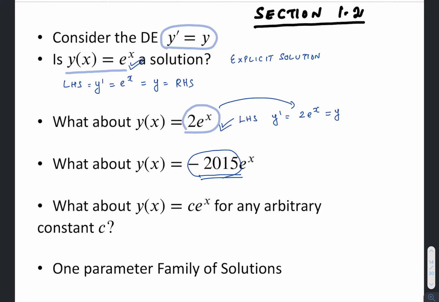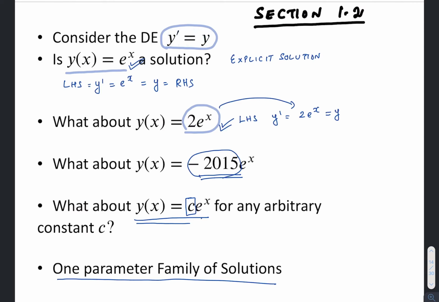So in general, we can say that the function y of x equals a constant c times e to the x is a solution for any real number c. I can change the c, but I can't change e to the x. The e to the x remains e to the x, so I have a whole range of parameters that I can choose. We call this a one-parameter family of solutions. For this particular differential equation, you have infinitely many solutions.